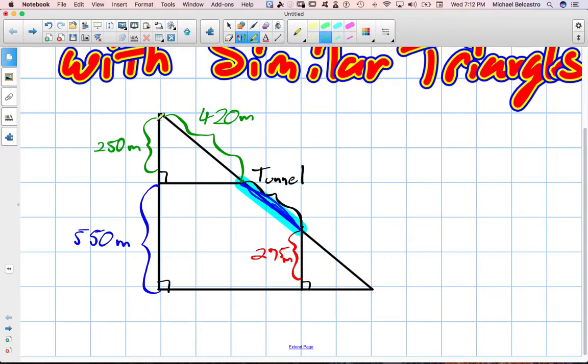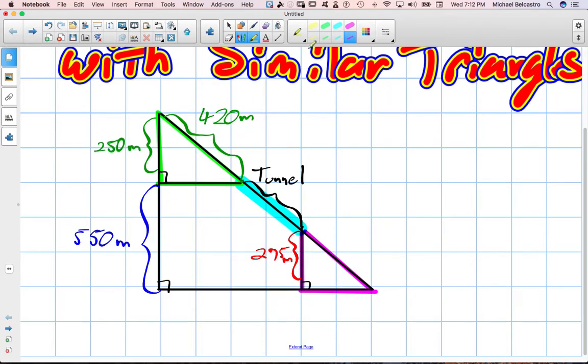First, we'll highlight the first small triangle, which they've given us some of the measurements for. The hypotenuse of this green triangle is 420 meters, and the height is 250. There's a little red triangle. I don't know what color this is. Maroon or something? Magenta? Magenta. All right. The height of that one is 275.